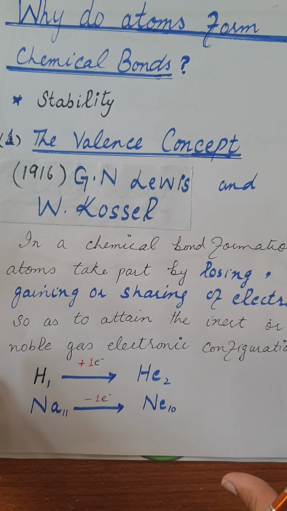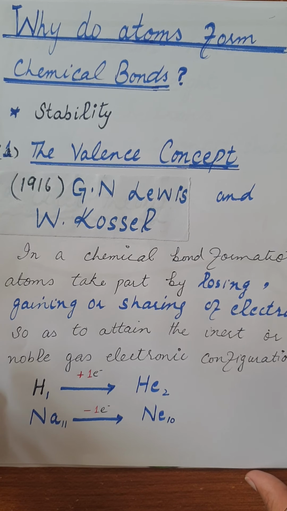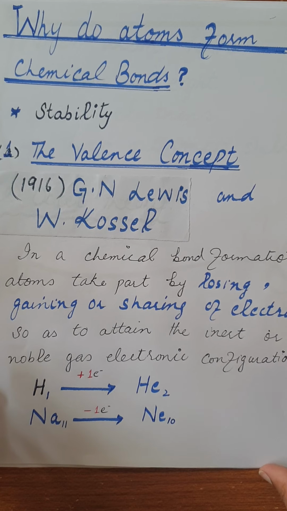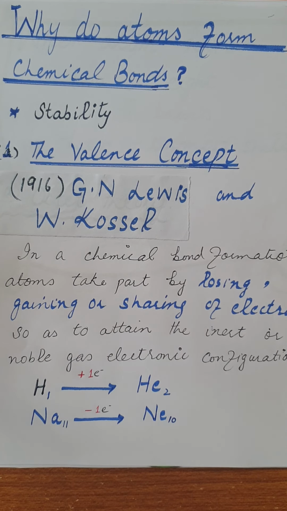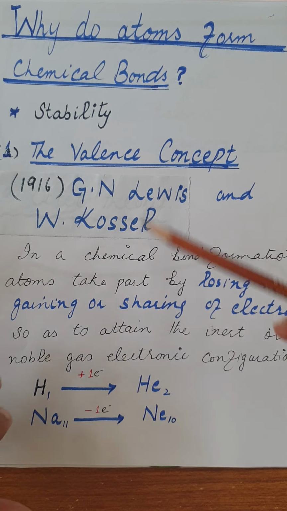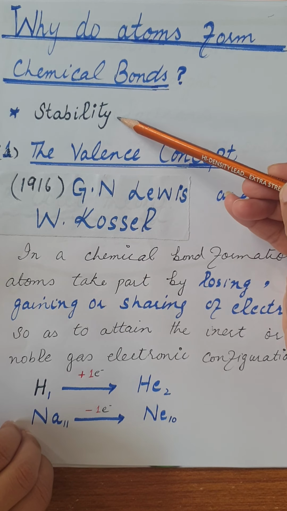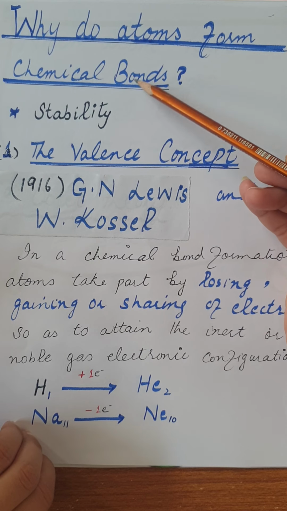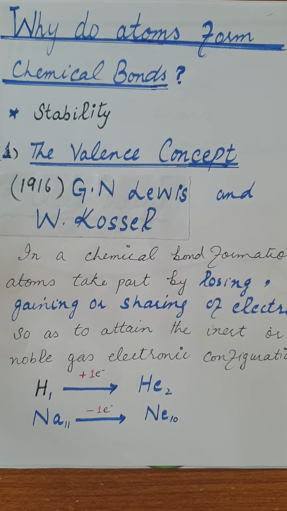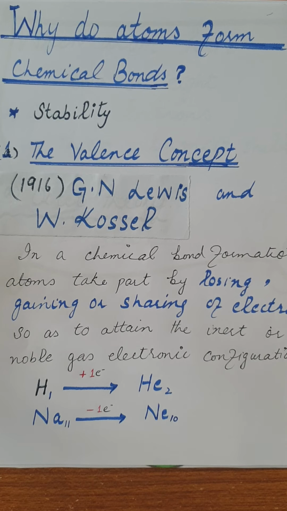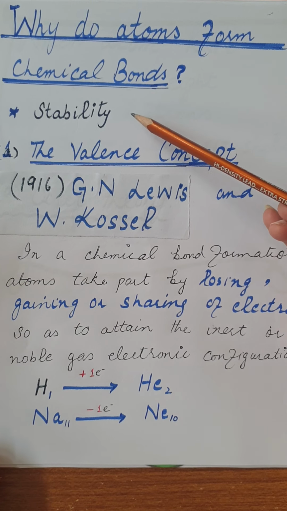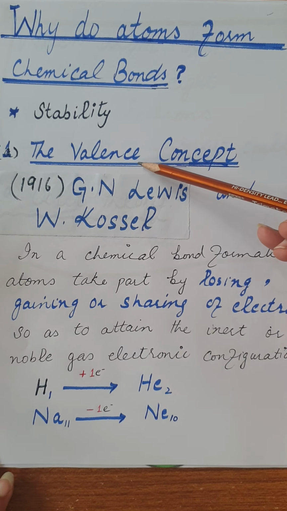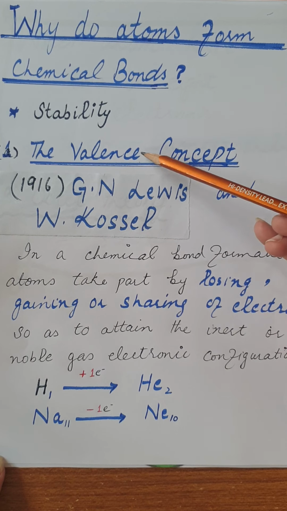Now we discuss why atoms form chemical bonds. The only reason why atoms form chemical bonds is stability. They want to complete their outermost orbit. So in order to gain stability, atoms come close to each other and form chemical bonds. Now the explanation of how atoms gain stability is given with the help of two concepts, and the first concept is known as the Valence Concept.